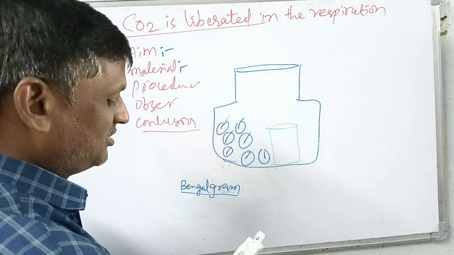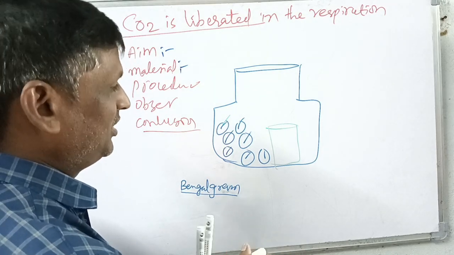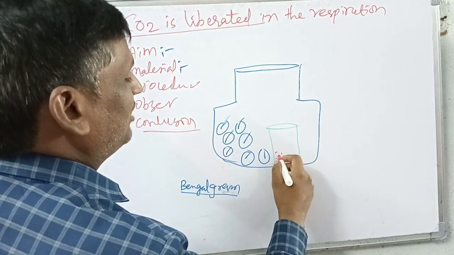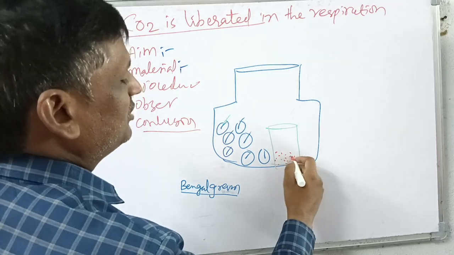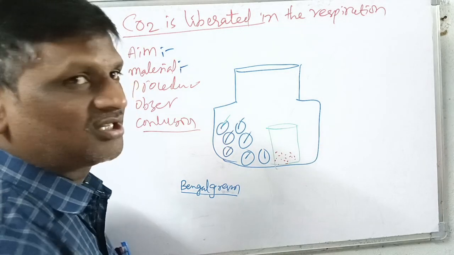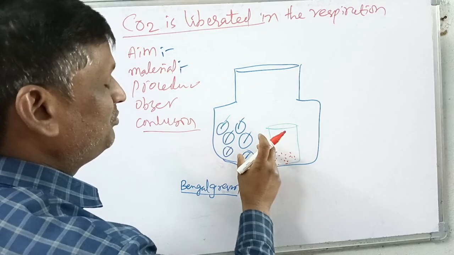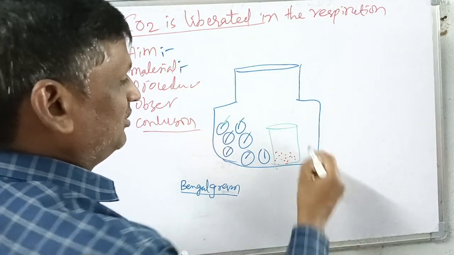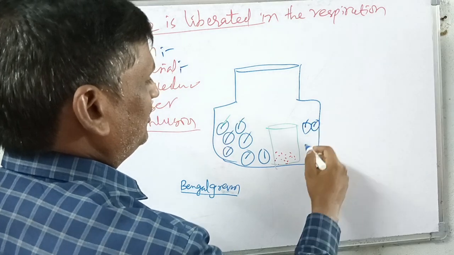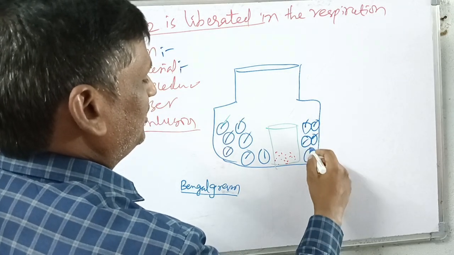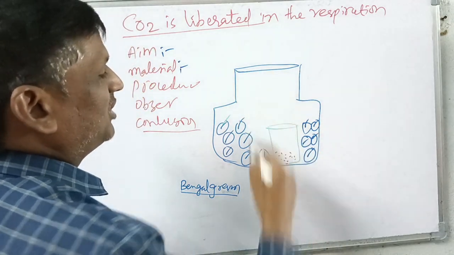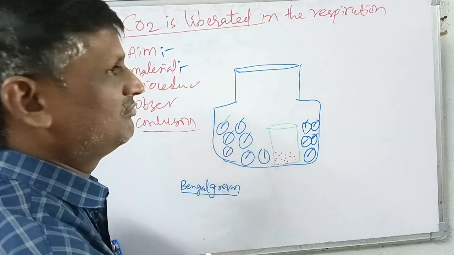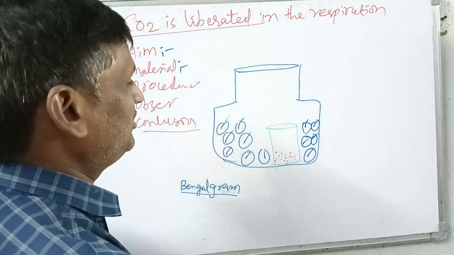In the middle of these germinating seeds, we keep a small beaker with lime water. Then cover this glass bottle with a lid and wait for some time, for 2 to 3 hours, or 4 to 5 hours if we can wait.